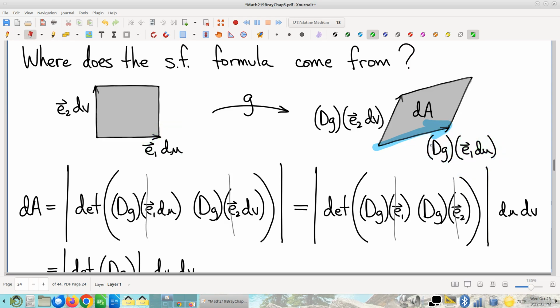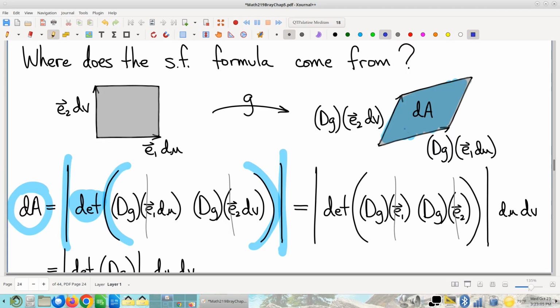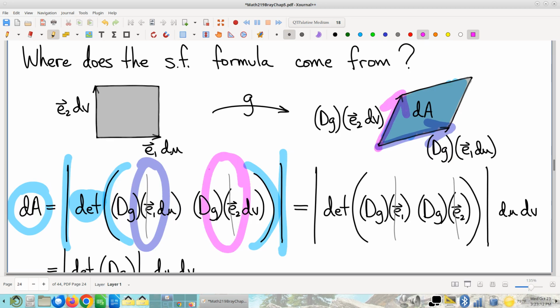Okay, next. How do I compute an area here of a parallelogram? And importantly, this is a parallelogram in 2 dimensions, not 3. Old formula from Chapter 1 or Math 219, depending: the area of a parallelogram is the absolute value of the determinant of the matrix whose columns are the edge vectors. That's our old formula from way back when.